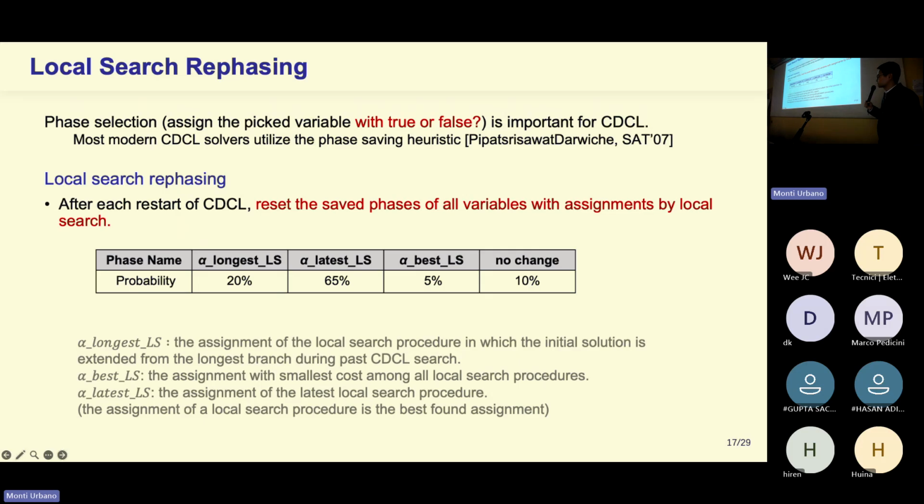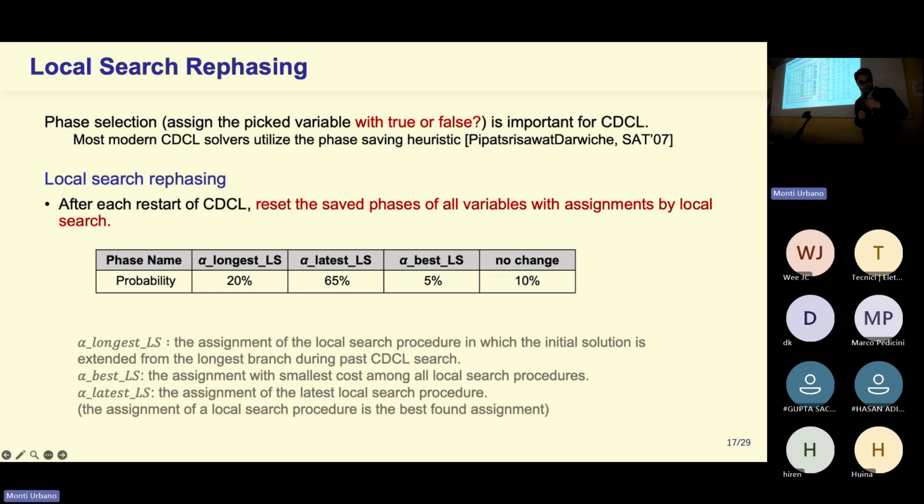And these assignments collected by local search usually are good quality ones, for example, the local optimal ones or the best ones it has visited ever. And we have a probability distribution to choose from these local search assignments. The experiments turn out that these preferences from local search can be better than the random ones or the phase-saving ones used in previous CDCL.